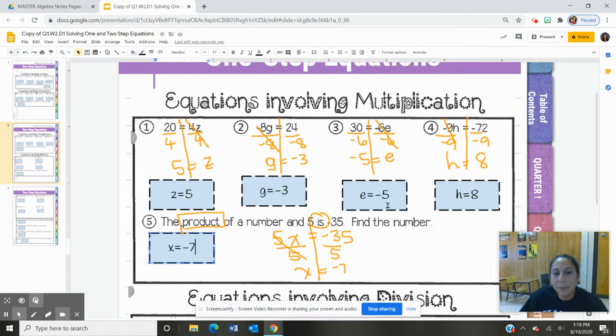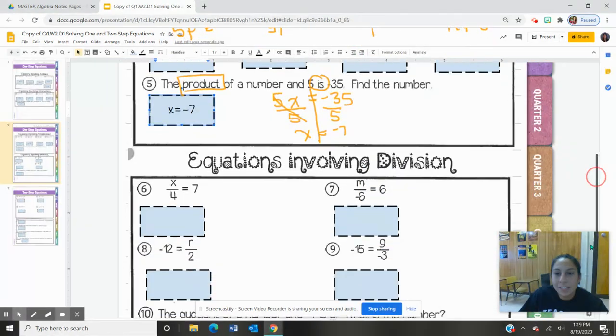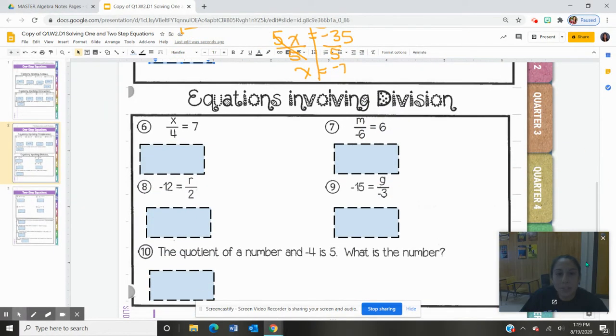Okay, so here I went ahead and input my answers for the multiplication problems. Next, we're moving on to solving equations with division. So with division, you're going to do the opposite of dividing, which is to multiply. So if you look at this first example, x is being divided by 4. So the opposite of dividing by 4 is to multiply by 4.